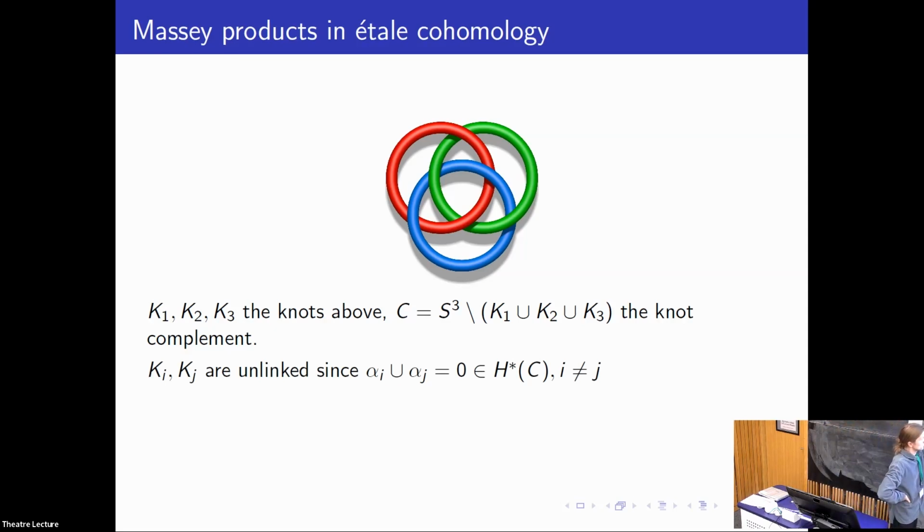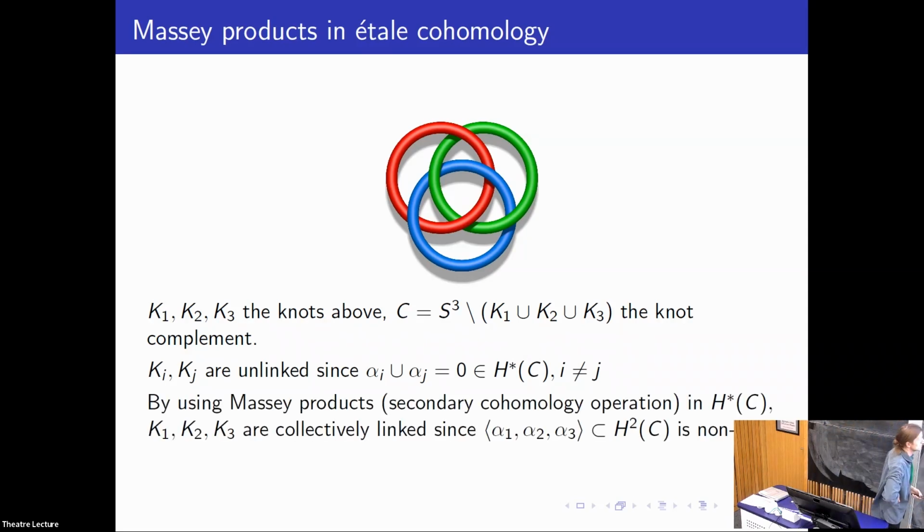So we see then that the knots are unlinked. But nonetheless, you can show using Massey products, which are some sort of secondary cohomology operations, which I will not define right now, that these three knots are linked, because the Massey product of these three classes is non-zero. And if they were unlinked, the Massey product would be zero. So that's one way you can show that these are linked collectively, but unlinked pairwise, from the cohomology perspective.